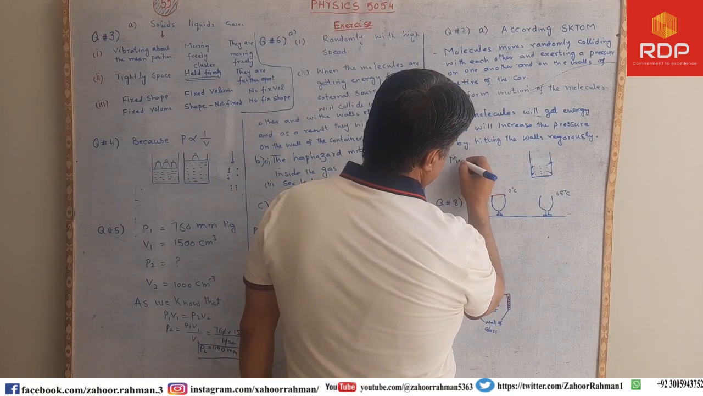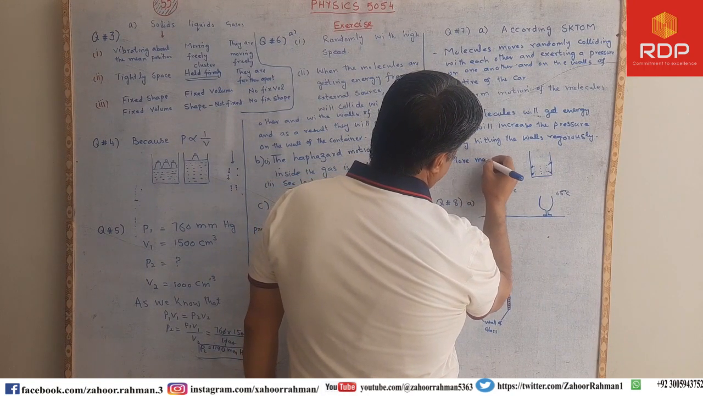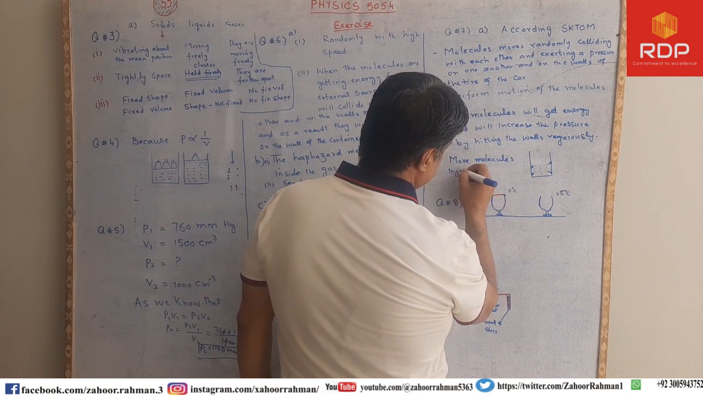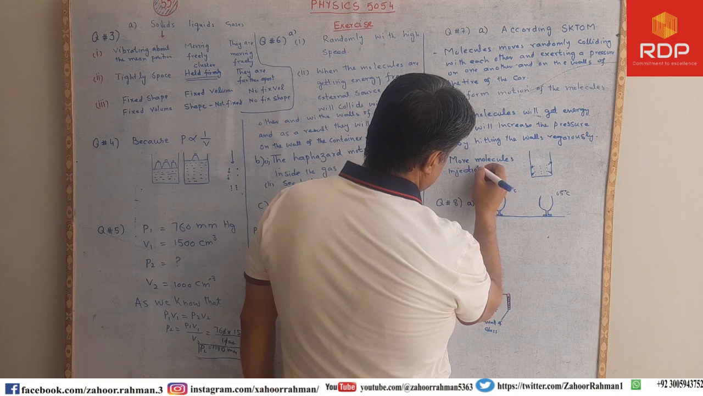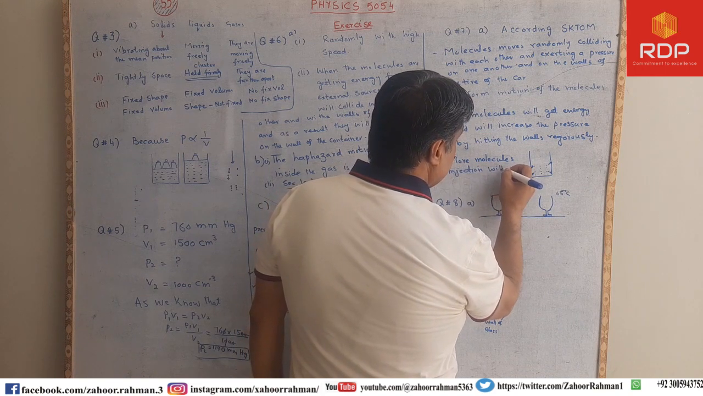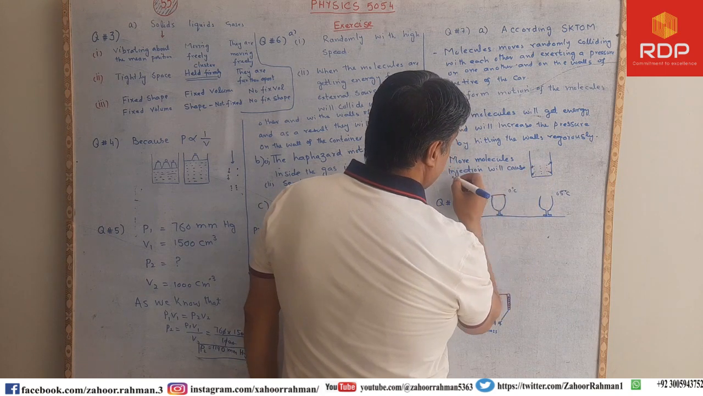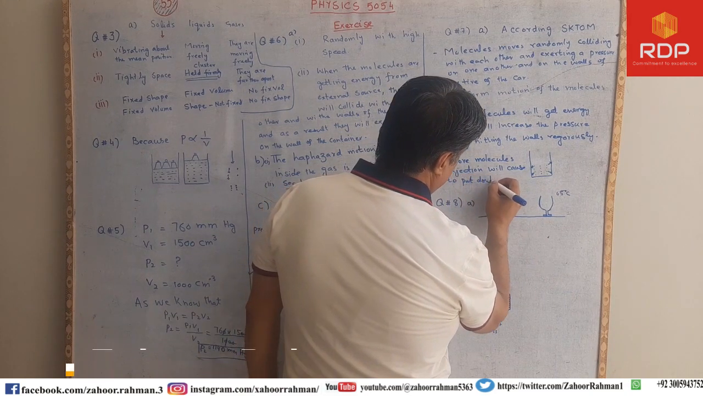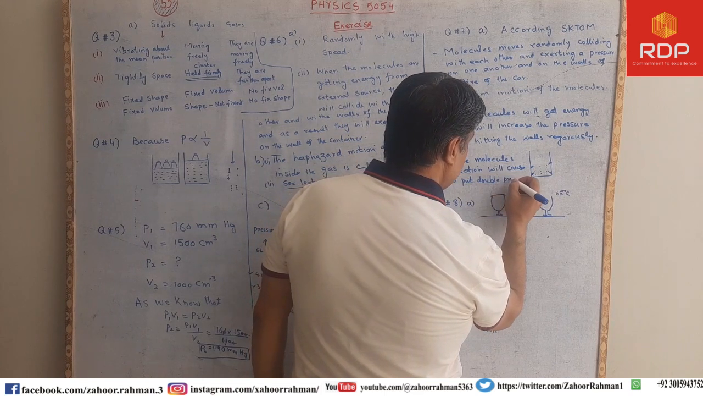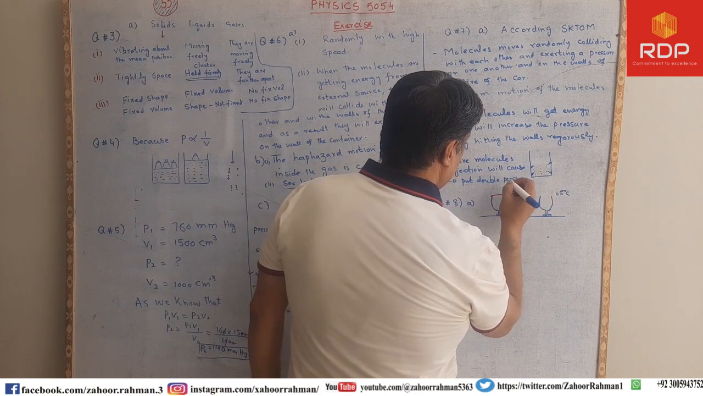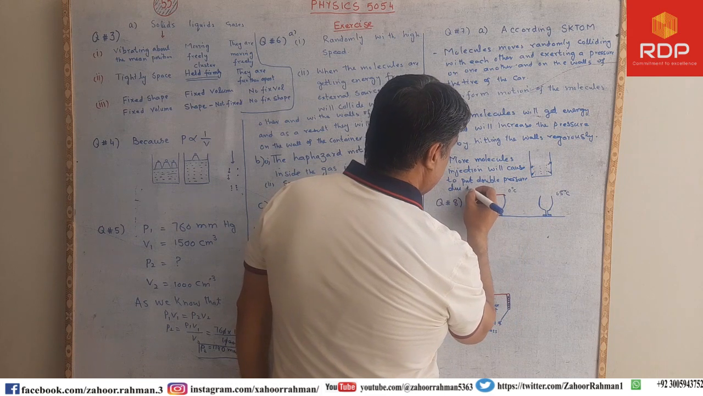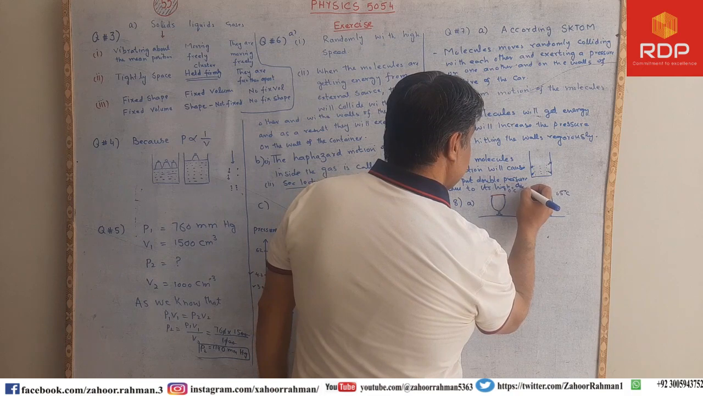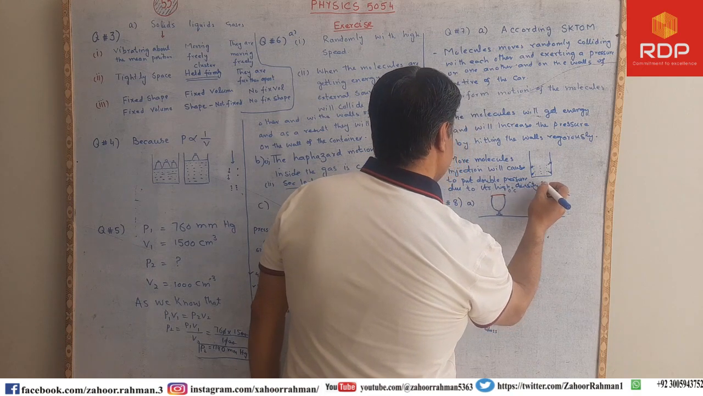More molecules injection will cause the gas to put double pressure due to its high density. The density will be double.